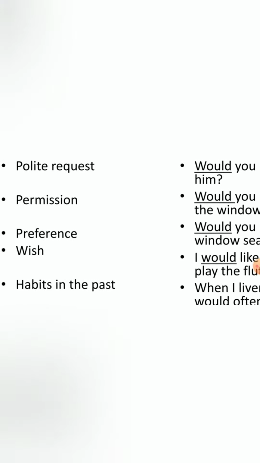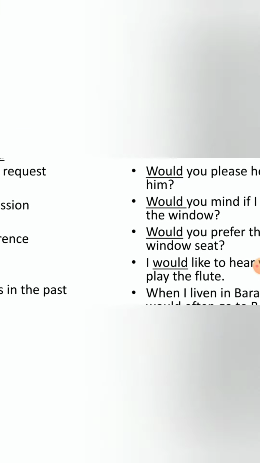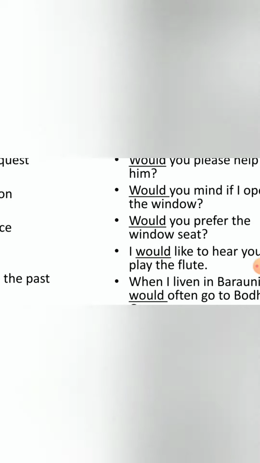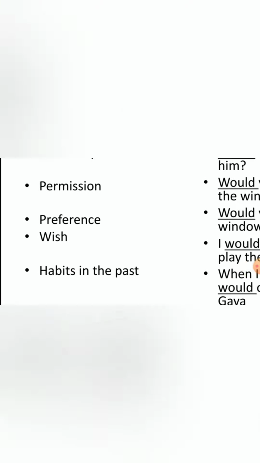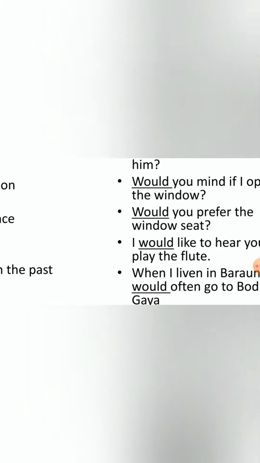The next one is permission. Sometimes we can ask permission with this modal verb. Would you mind if I open the window? Permission. The next one is preference. Preference means what? Priority. So, would you prefer the window seat? Preference means priority. There we can use the modal verb would.